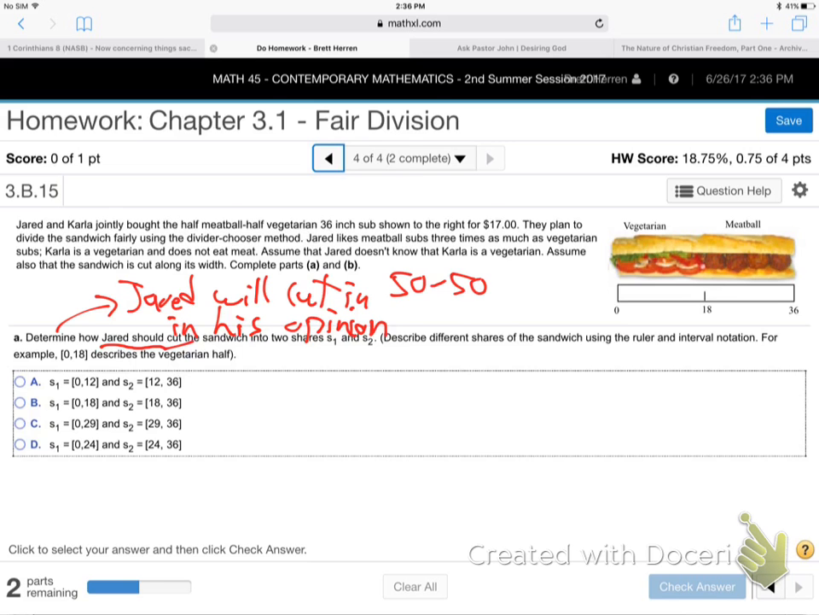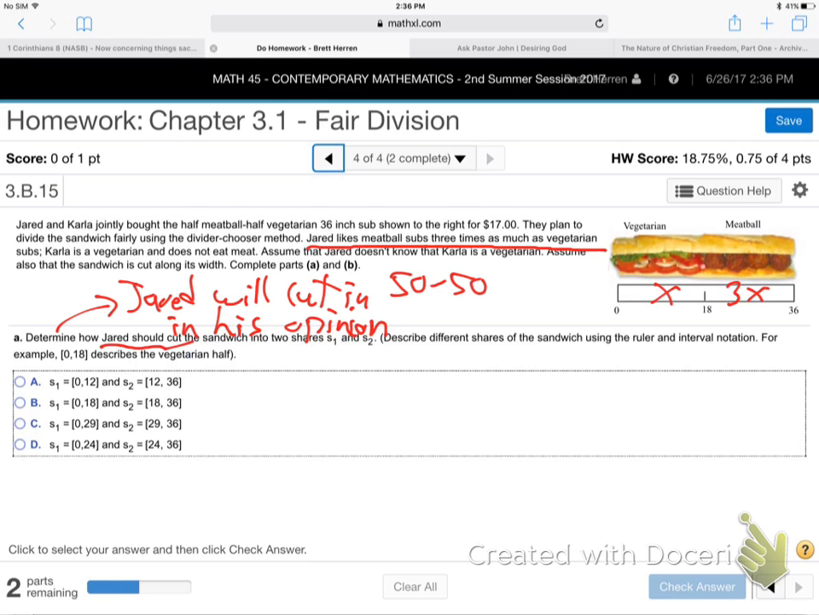So what does that mean? What is Jared's value system? He likes meatball 3 times as much as vegetarian. So this half he thinks is 3x and this is x. Does that make sense? This half he thinks is worth 3x and this is only worth x. This is 36 inches, 18 is halfway across. x and 3x because he likes meatball 3 times as much as vegetarian. So, what does that mean?